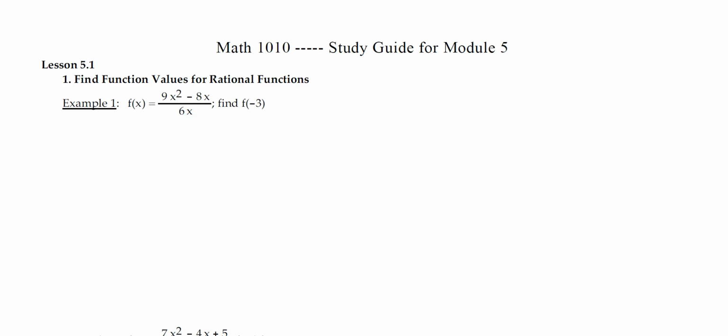Okay, let's review Math 1010. This is lesson 5.1 from Module 5. There are 6 objectives. The first one: find function values for rational functions.